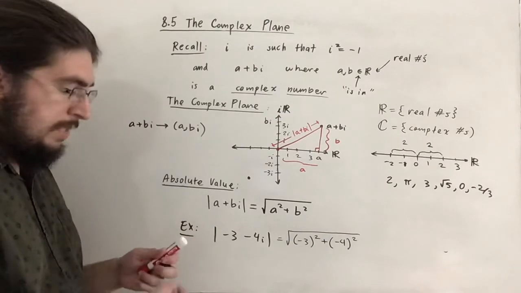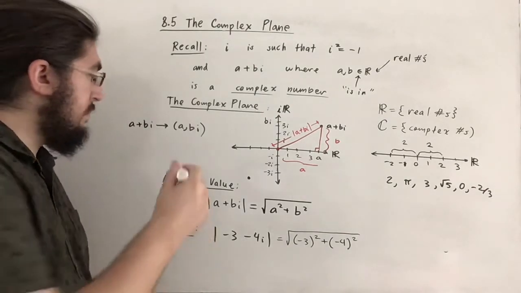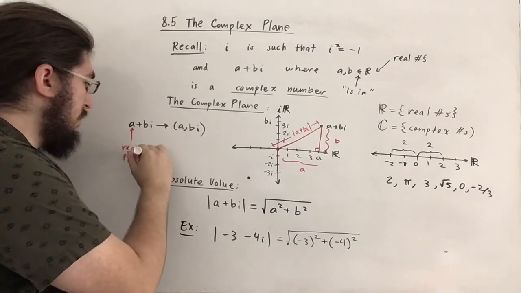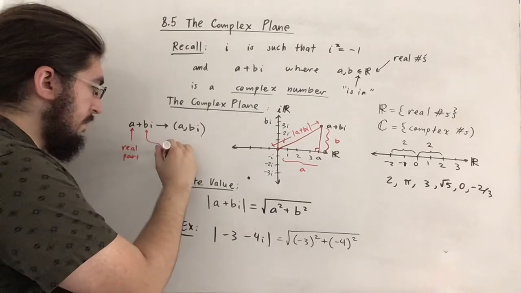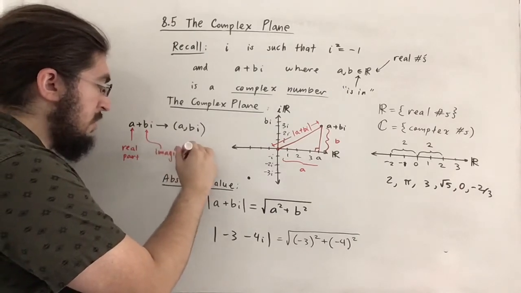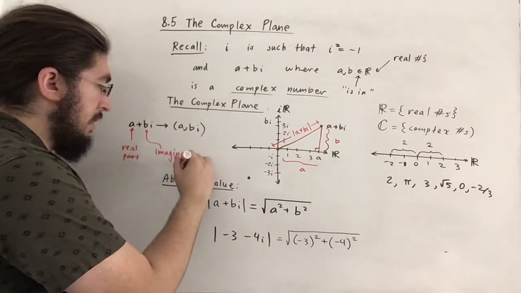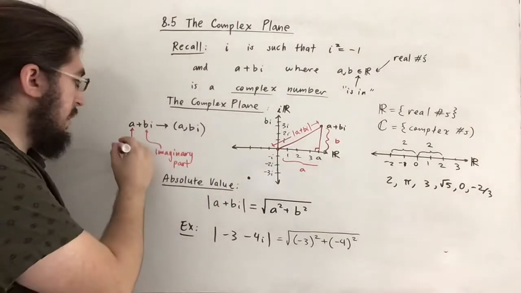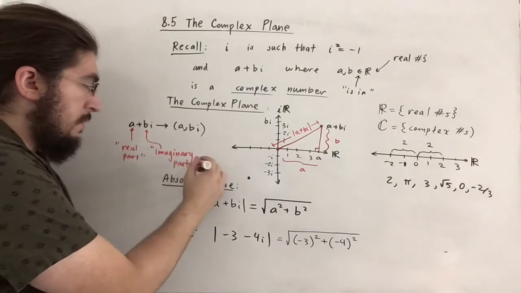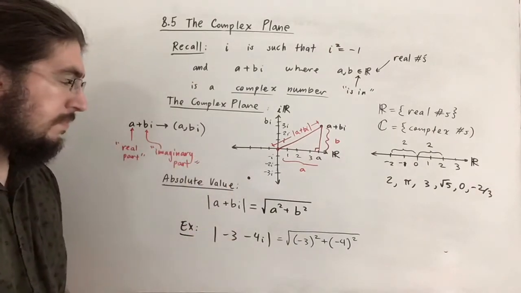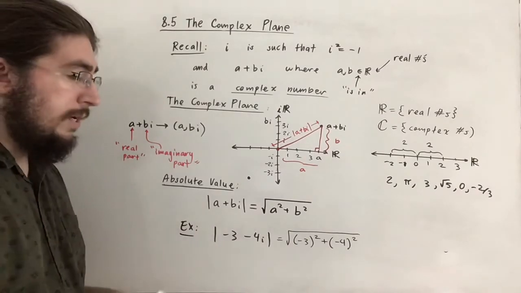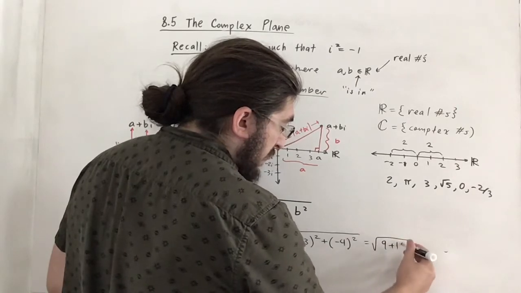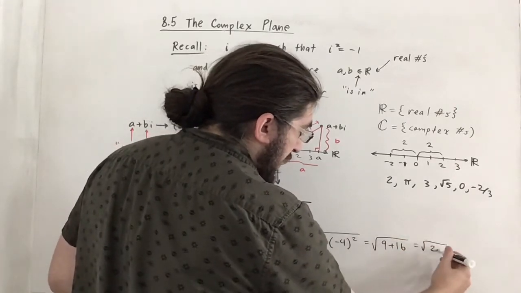Now, they have names. a is usually referred to as the real part, and b is referred to as the imaginary part. So it's important to know that the imaginary part is not bi, but it's b itself. So it's the number multiplied to i, and the number that's added to that. So the real part is a and the imaginary part is b. Great. So with that being said, if we square those parts, and then add those results together, we get the square root of 9 plus 16, which is of course 25, and then the square root of 25 is 5.